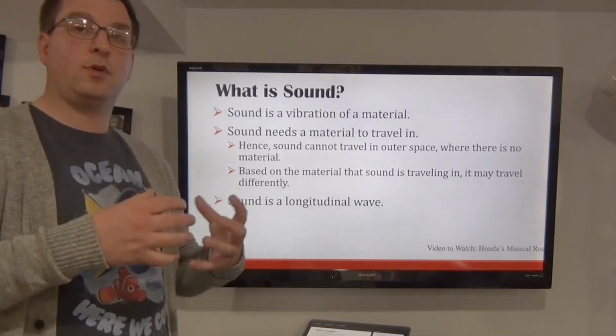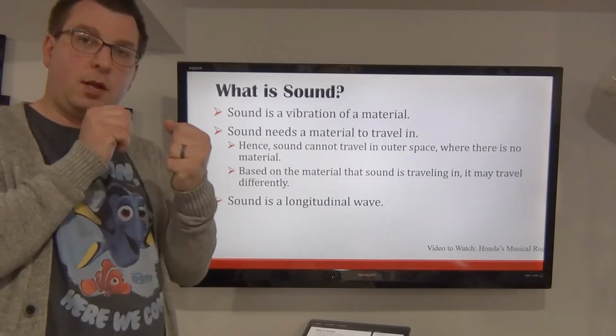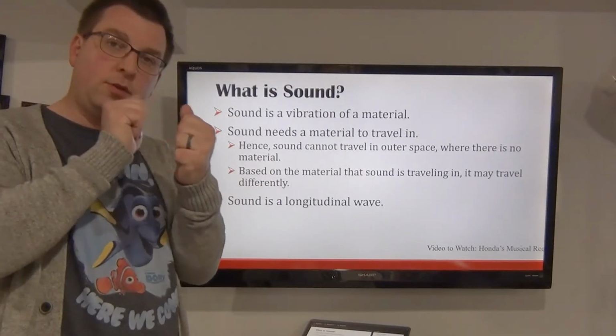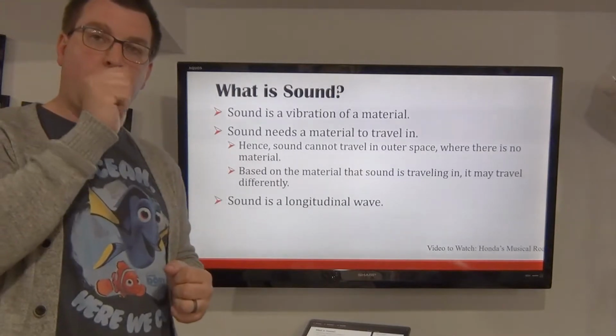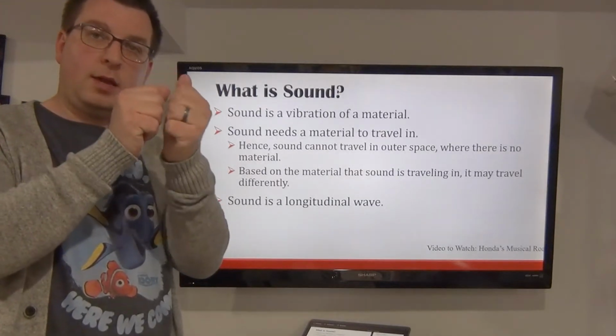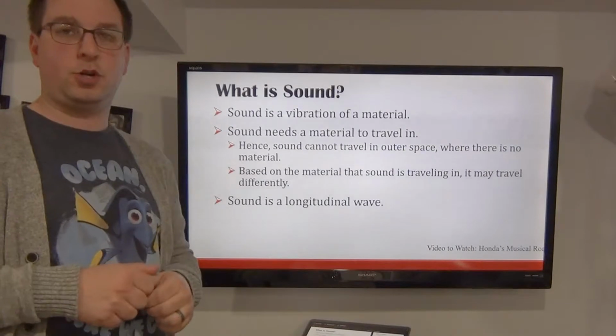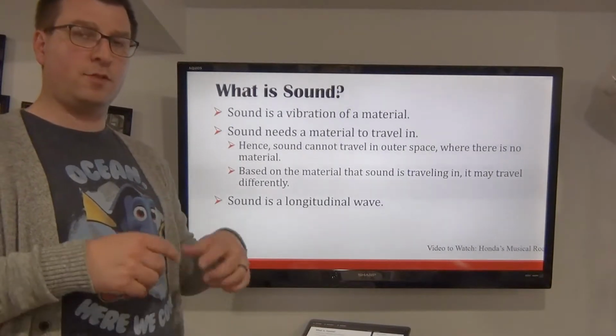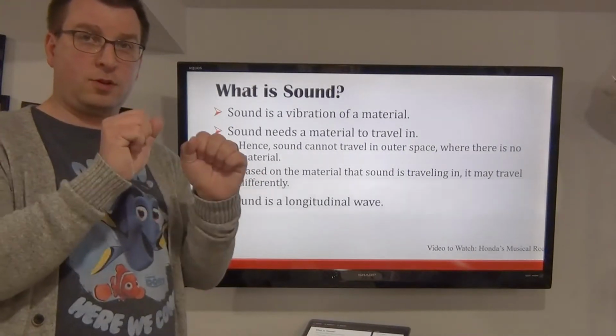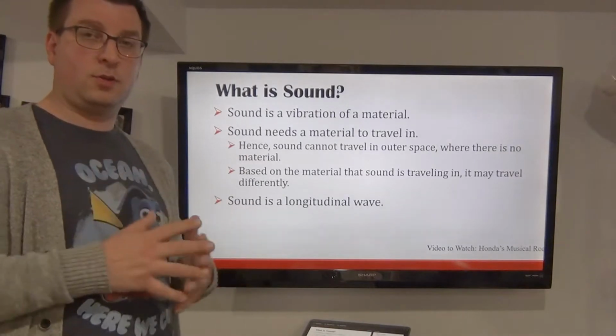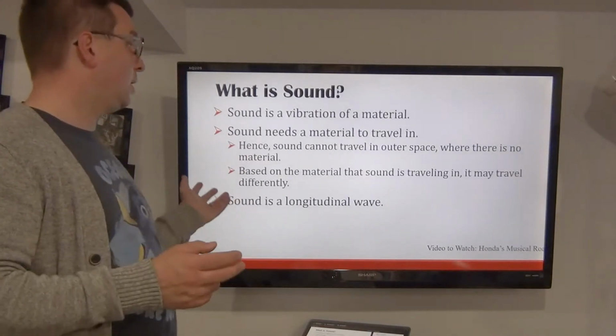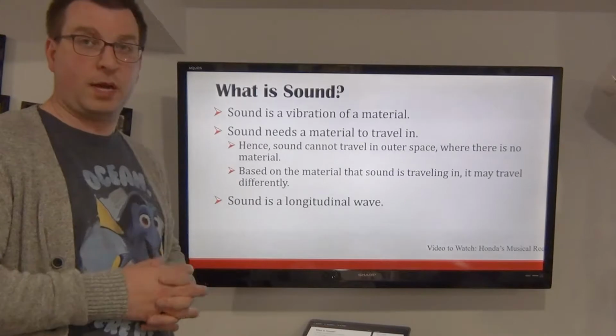So it needs some sort of medium, because what happens is the molecules actually start vibrating. One molecule starts vibrating, and it hits the other one to pass the vibration along. So if there's no material, then there's nothing to shake. So no sound. Hence why you can't get sound in outer space.